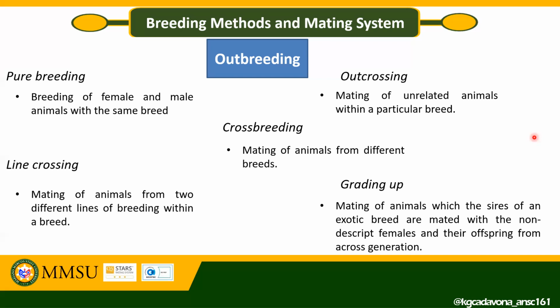Next one, this is the most common method. Okay. I know you are aware of it already. So we have crossbreeding, which is the mating of animals from different breeds. For example, the Holstein dairy cattle would be crossed to a Brown Swiss. Parang ganon. So that is an example of crossbreeding.